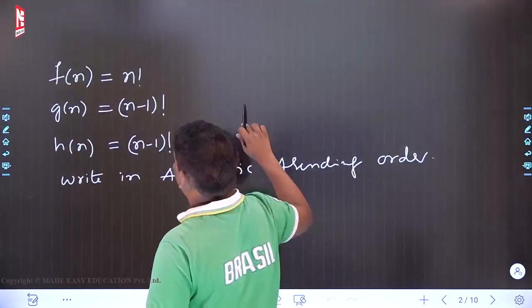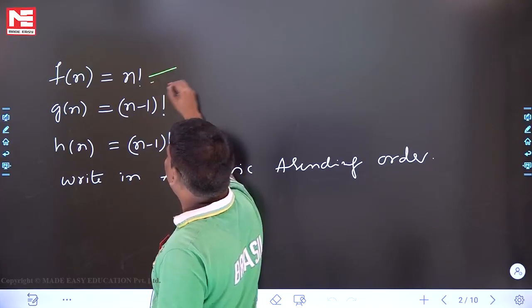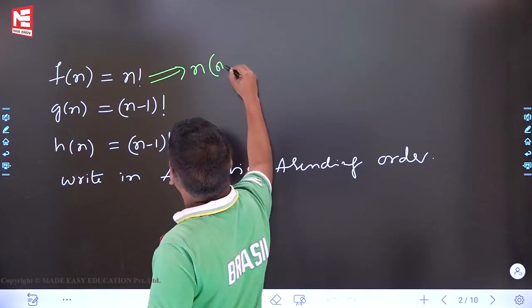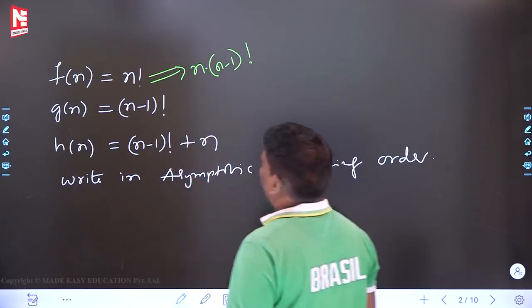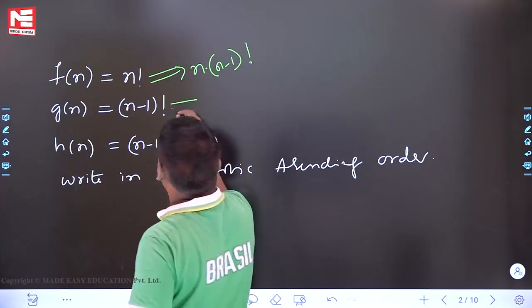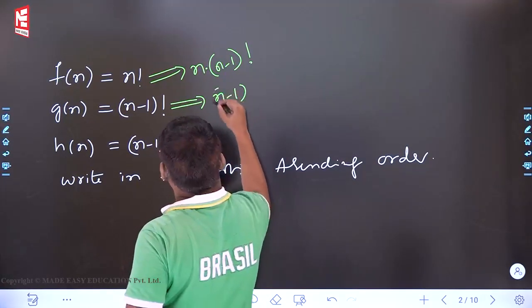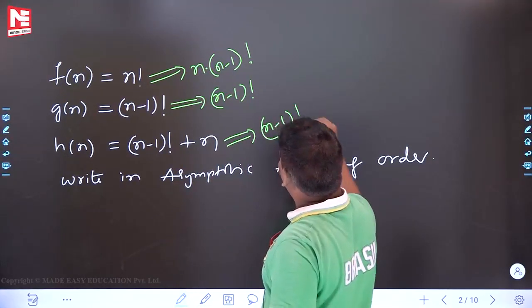Now, let me ask you one small line. This is a very simple problem, everyone knows. It is the n minus 1 factorial, it is the n factorial. This can be written as n into, what is the answer? n minus 1 factorial. n into n minus 1 factorial, which is nothing but n factorial. This is only n minus 1 factorial. Right? This is going to be n minus 1 factorial plus n.